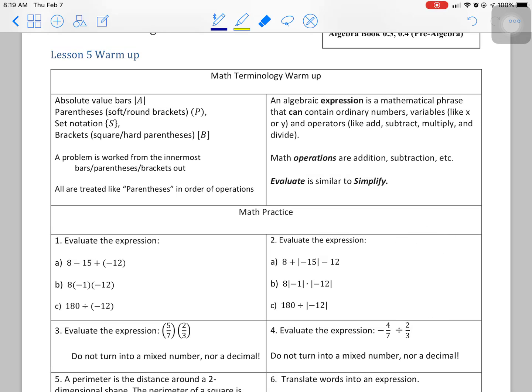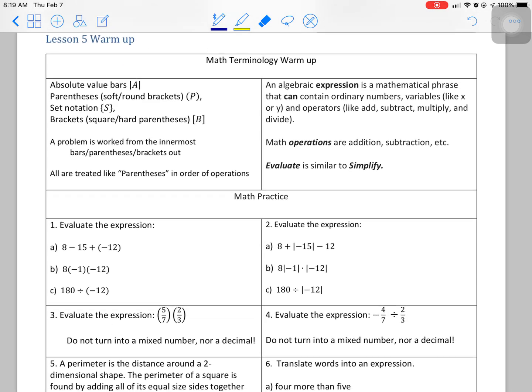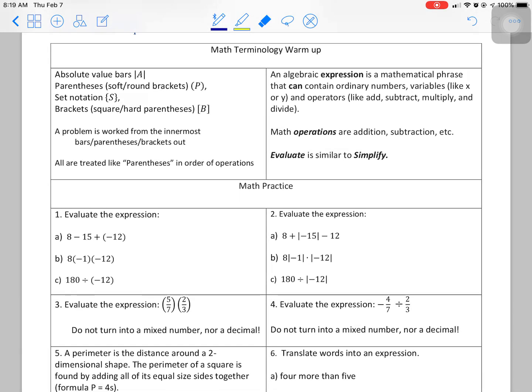Okay, this is Unit 0, Lesson 5, warm-up. All right, so right here there's absolute value bars, the vertical bars that go up and down, parentheses, set notations, brackets. When a problem is worked for orders of operations, you work the innermost brackets or bars until they're finished.